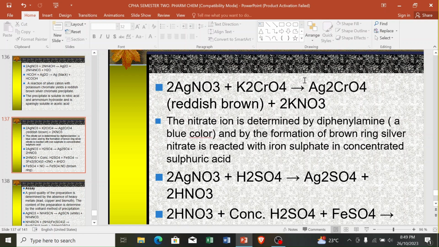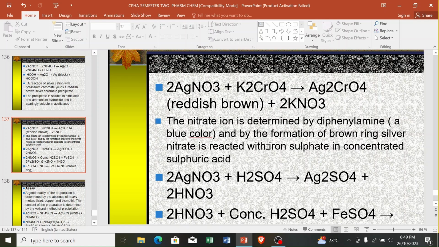Thank you. So we form silver chromate and then potassium nitrate. So the nitrate ion is determined, like I was saying earlier on. This is now when we are identifying the presence of the nitrate ion. So how we identify it, we use diphenylamine and we expect to observe a blue solution or a blue color.